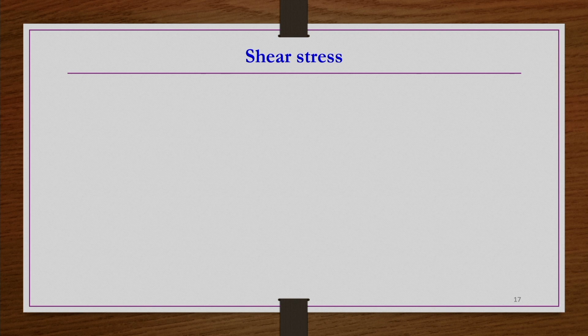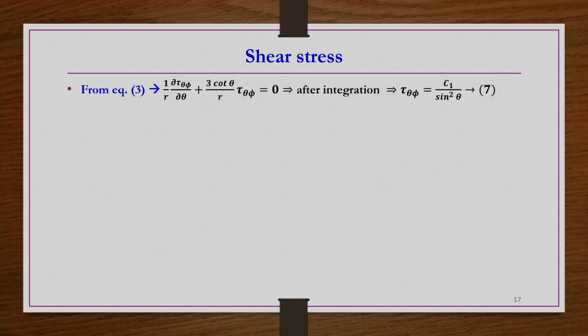So, the velocity boundary conditions for the velocity we got. Now, we see how to get the shear stress information. Equation number 3 is what we got when we simplified the phi component of the equation of motion in spherical coordinates, just a couple of slides before. Now, if you integrate this equation, you will get C1 by sin square theta, right.